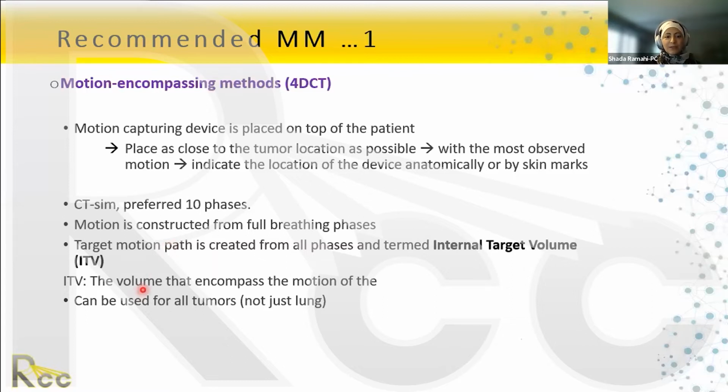So now, as we said, we're trying to capture the location of the tumor in every phase the patient is breathing at. And this envelope that captures this motion, that's what we call the ITV, internal target volume.